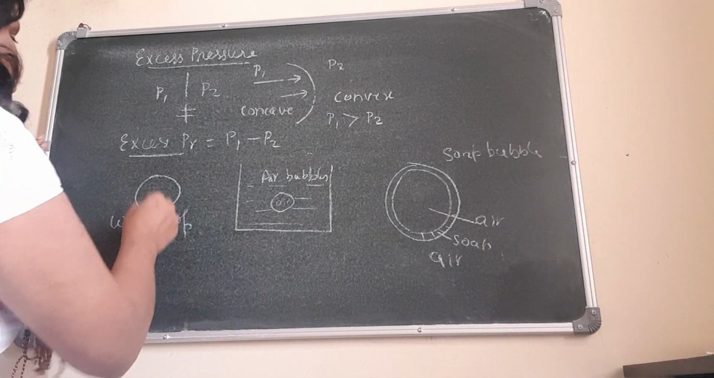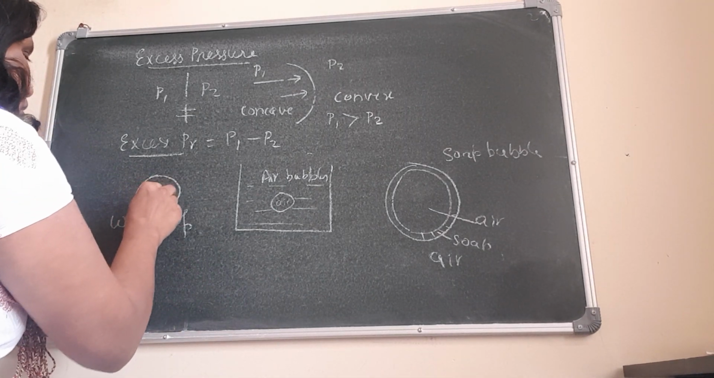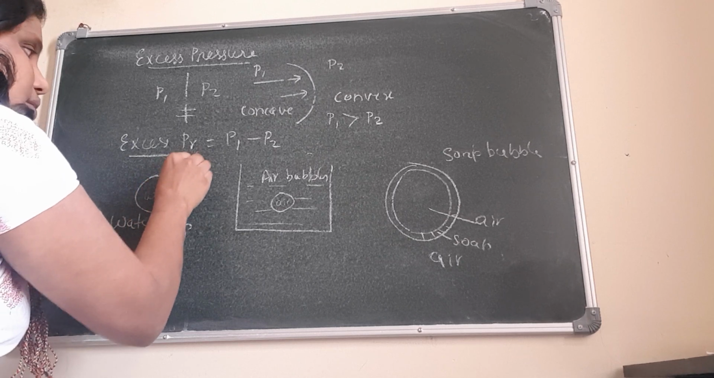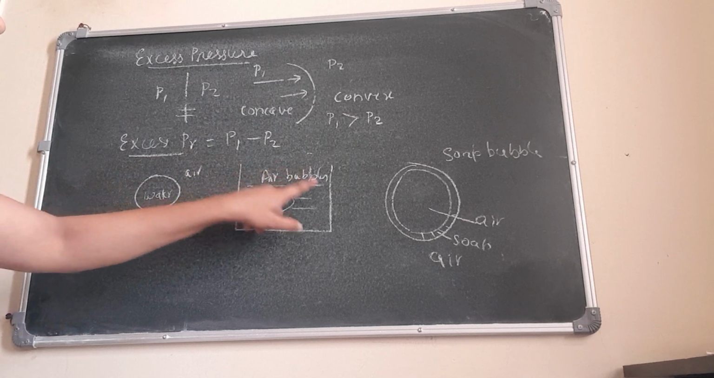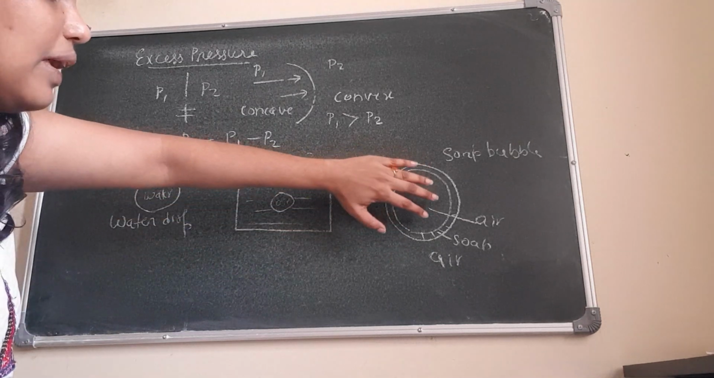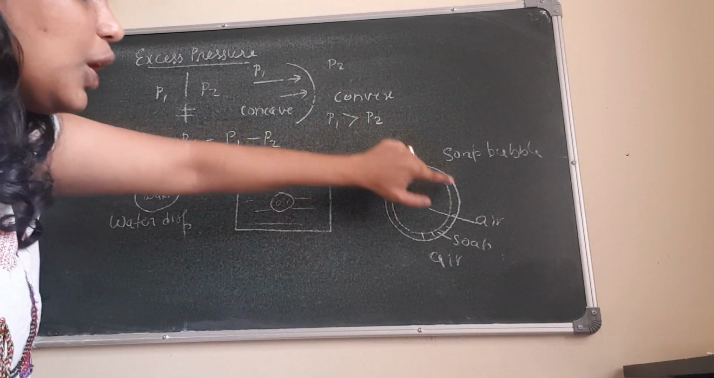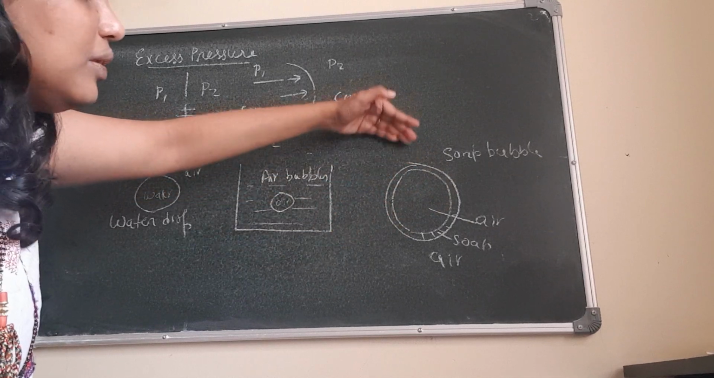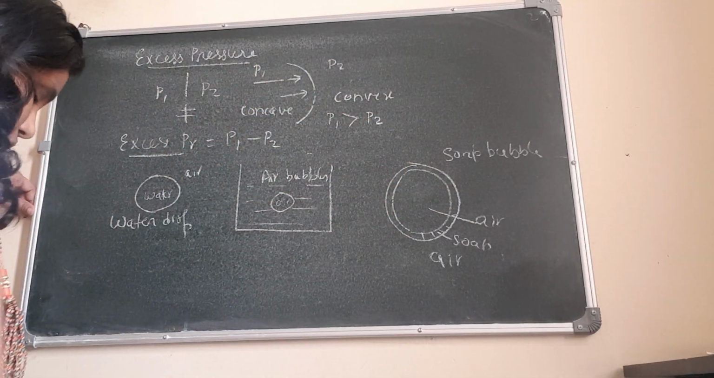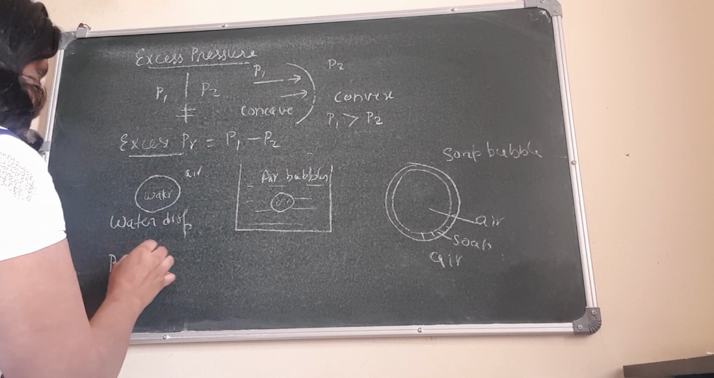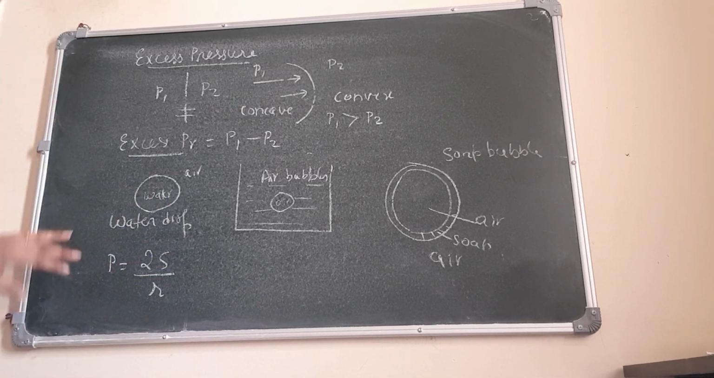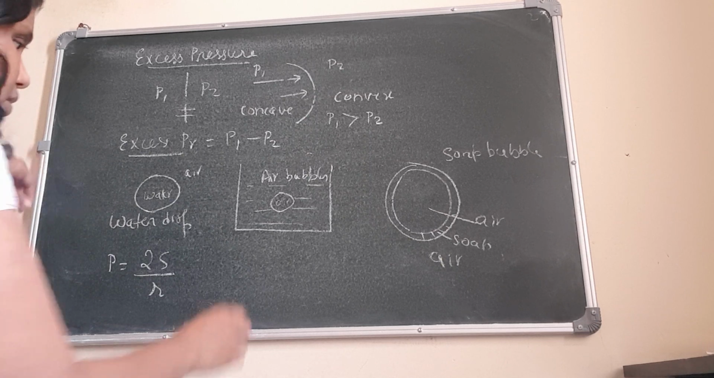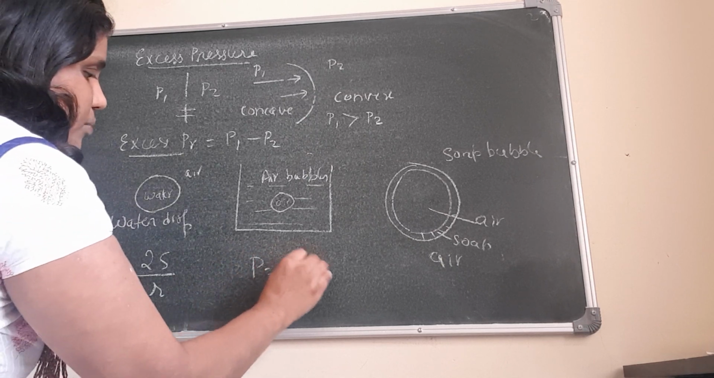Water droplet, what is a water droplet? There is water here, liquid, and there is air outside. Air bubble in a liquid: inside air, external liquid. Soap bubble: air inside, the soap film in between, and air outside. So what will be the pressure in this case? Pressure is directly given. There is no derivation, you just have to remember this. It is 2S by R here. Here also it is 2S by R.